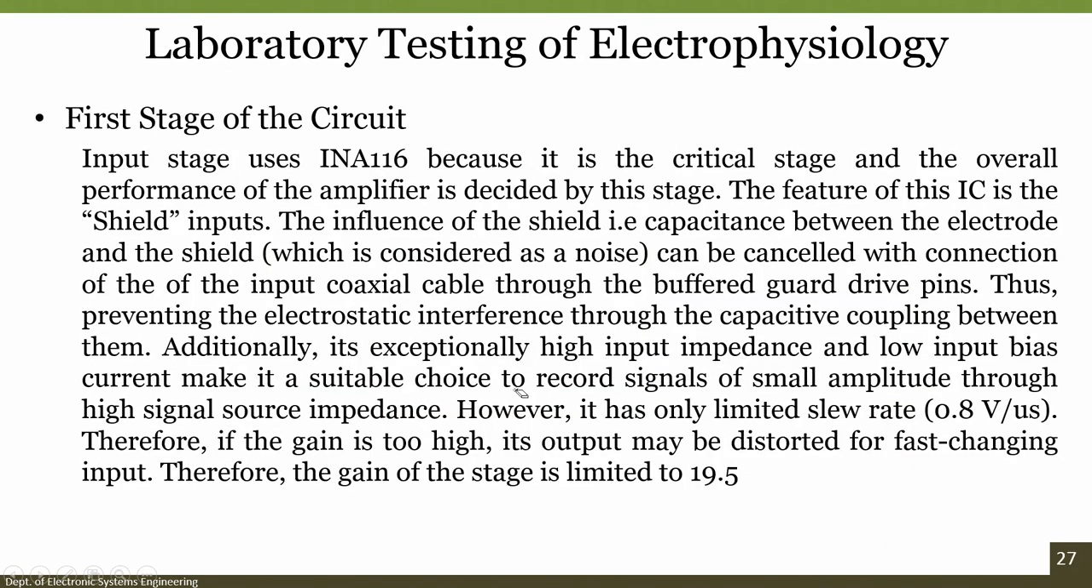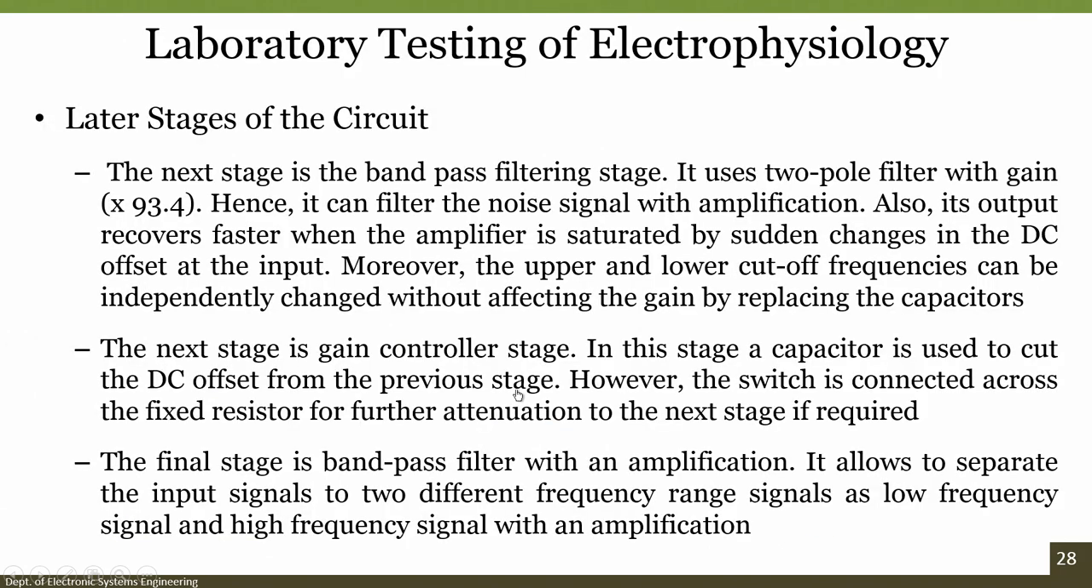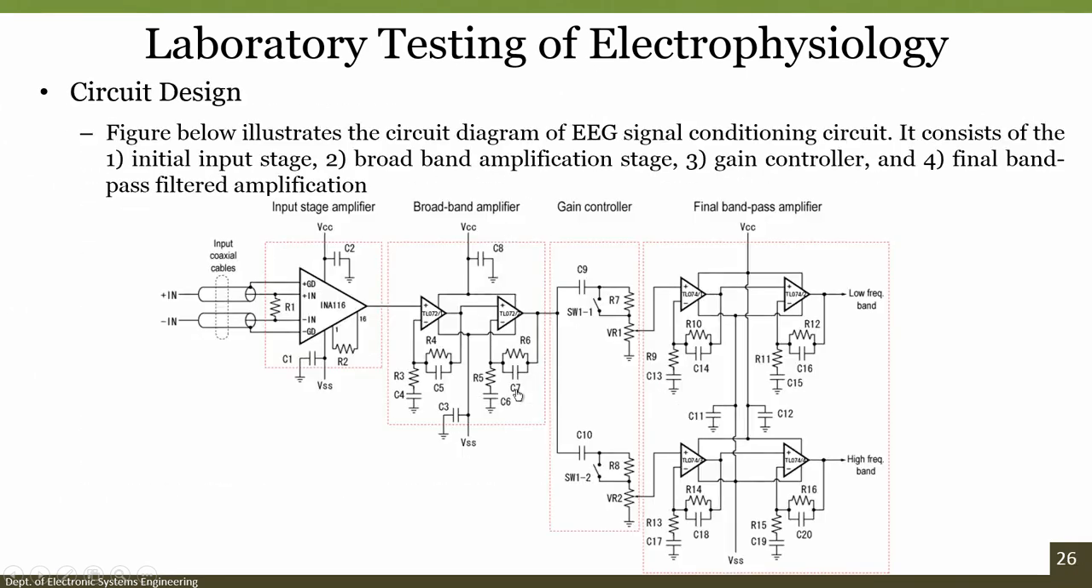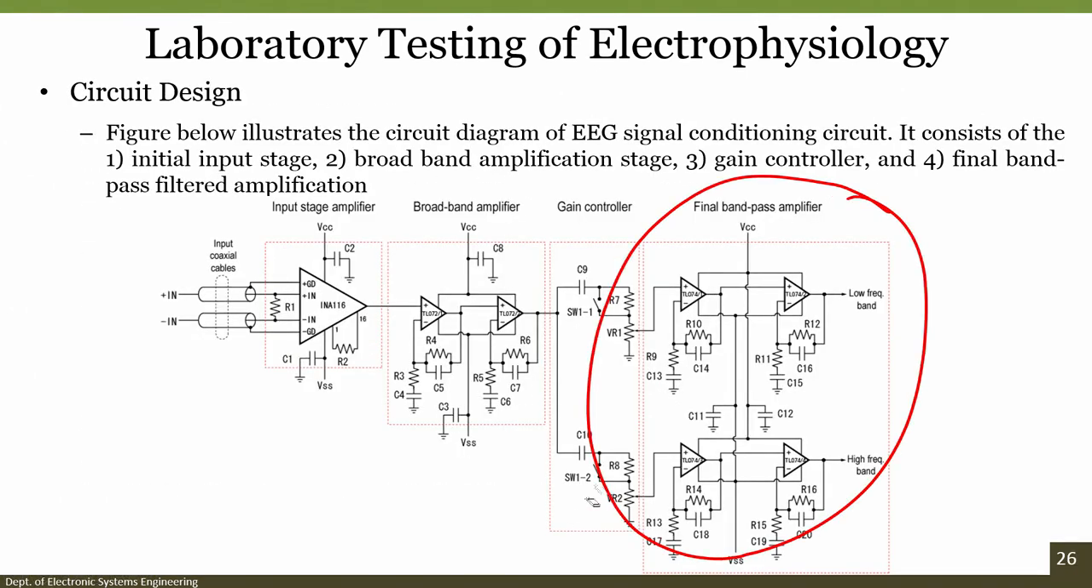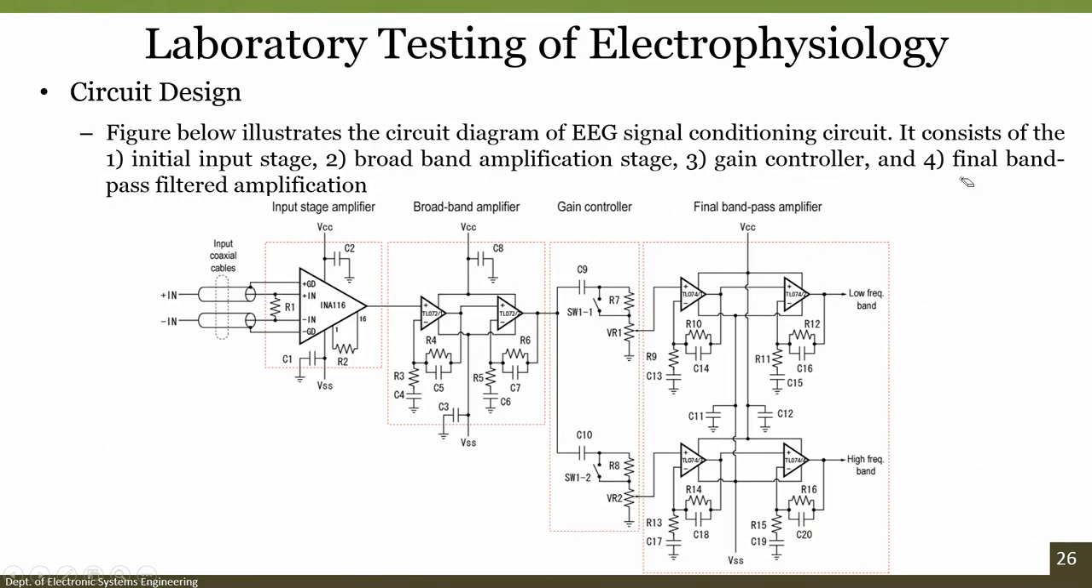And if I go to the last one, then what I find is that the final stage is a band pass filter with amplification. So, why is it important? Because it allows not only to separate input signals of two different frequency ranges, but also to handle high frequency signals with amplification. So, that is the advantage of your final band pass filter. Again, like I said, we will discuss this in the experimental part.